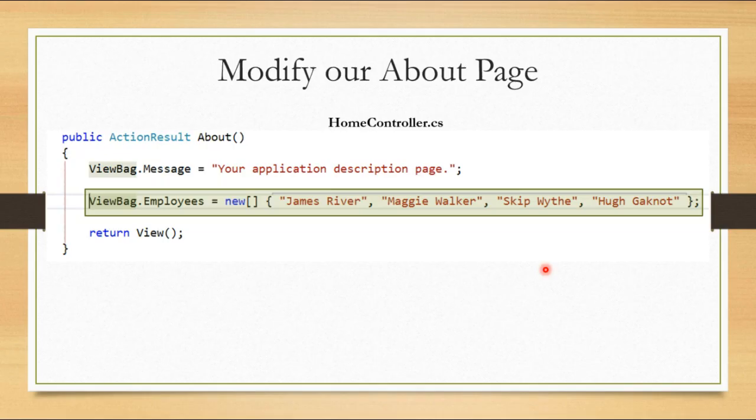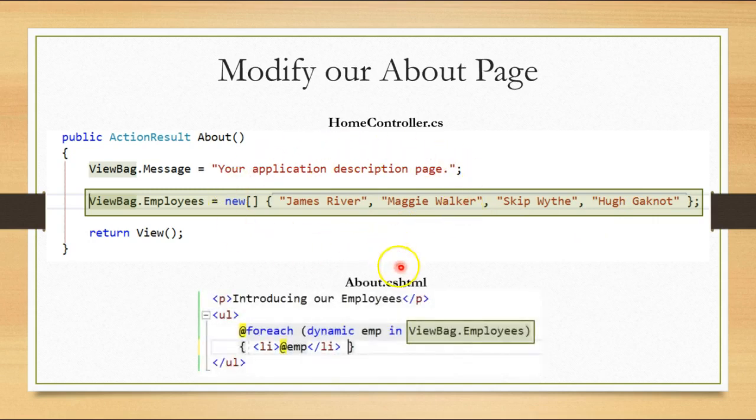Okay, so let's modify our about page. I'm going to add a line of code here called viewBag.employees. Notice I can name this anything I want, as I did up here. And it's just going to be a simple array of strings: James River, Maggie Walker, Skipwith, and Huguenot. All right, so this is my controller.